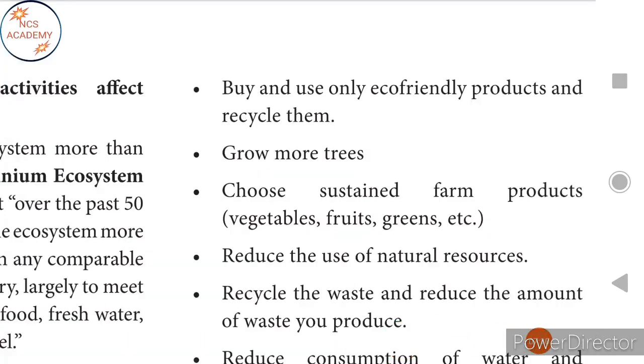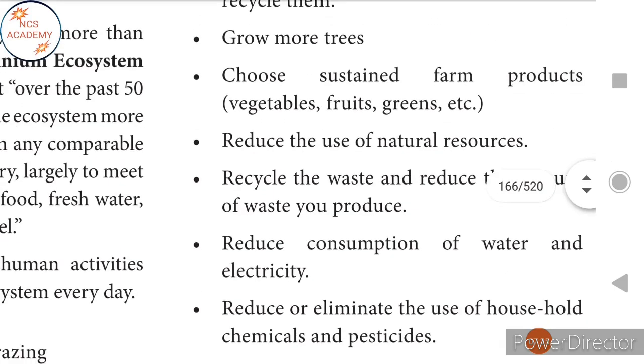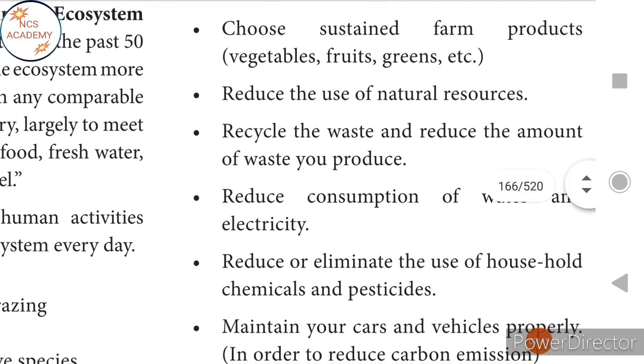Next important question, how will you help to protect the ecosystem as a student? First thing, buy and use only eco-friendly products and recycle them. Second way, grow more trees. Third one, choose sustainable farm products, that is vegetables, fruits, greens, etc. Then reduce the use of natural resources. Likewise, recycle the waste and reduce the amount of waste you produce.